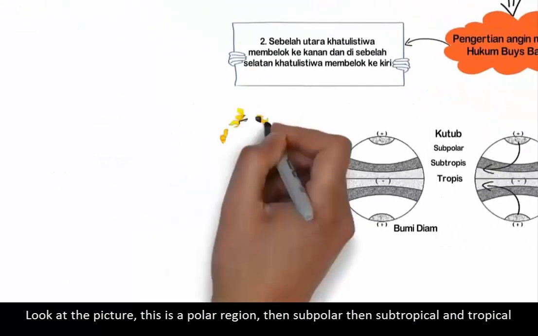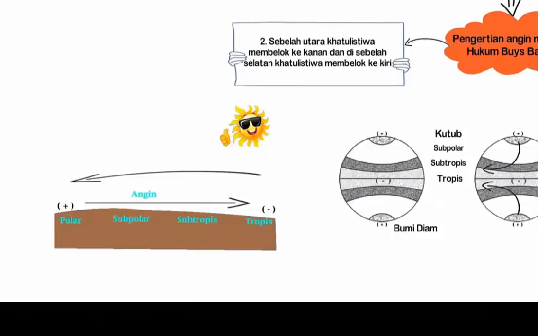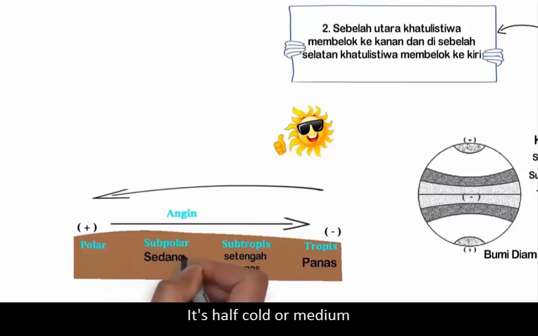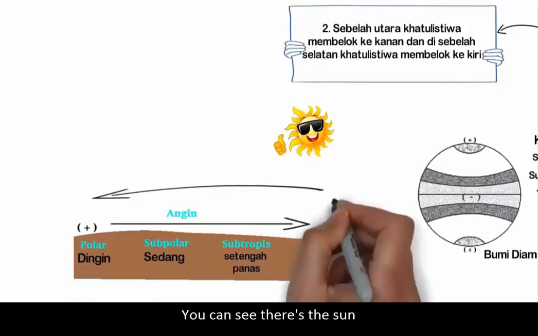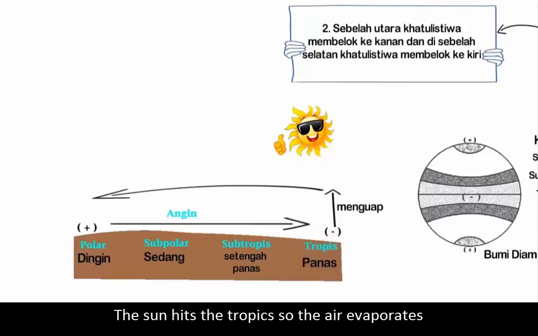Look at the picture. This is a polar region, then subpolar, then subtropical and tropical. If we translate this, the tropics are a hot climate, subtropical is half hot, subpolar is half cold or medium, and polar is cold. You can see there's the sun. The sun hits the tropics, so the air evaporates. As the air evaporates upward, the amount of air or air pressure above the ground or Earth's surface decreases. We say minimum pressure.